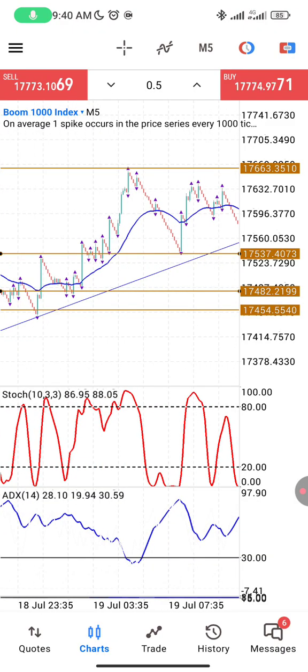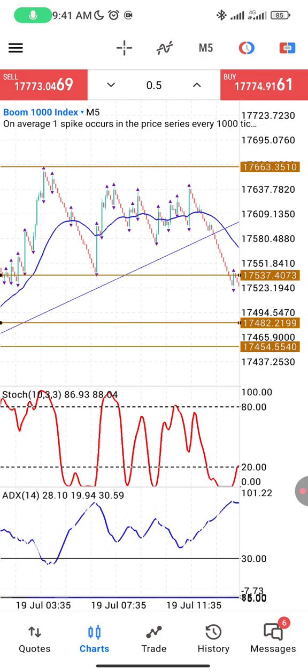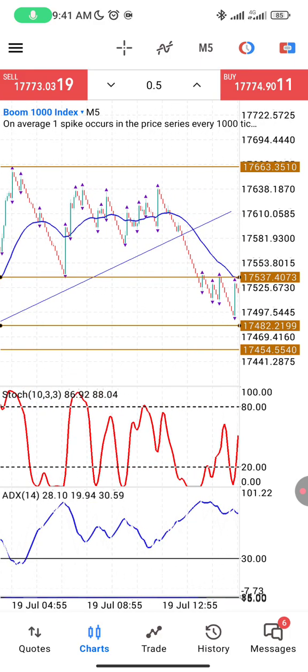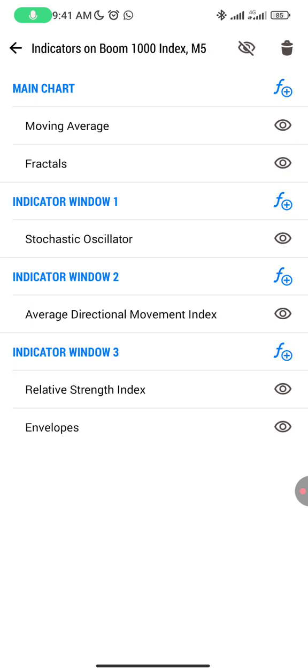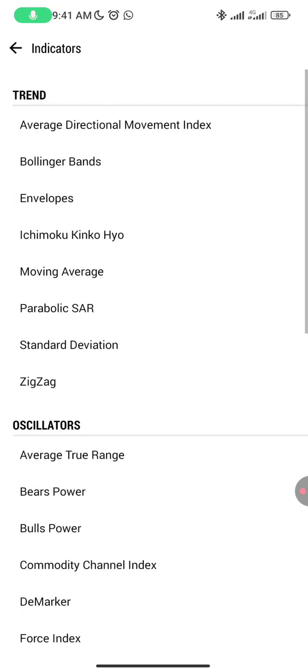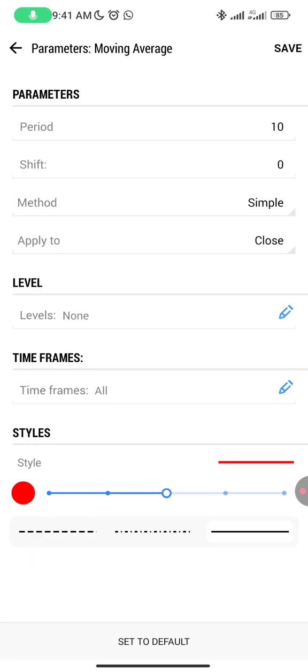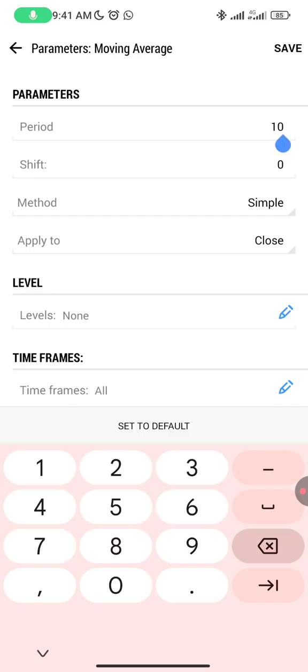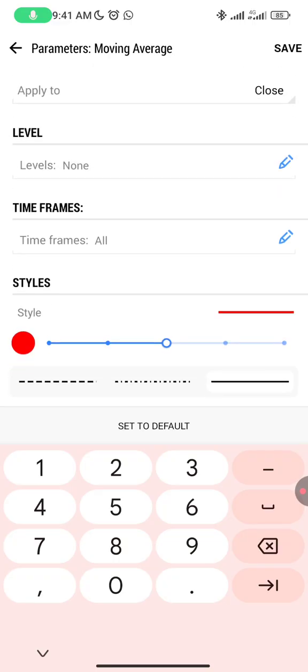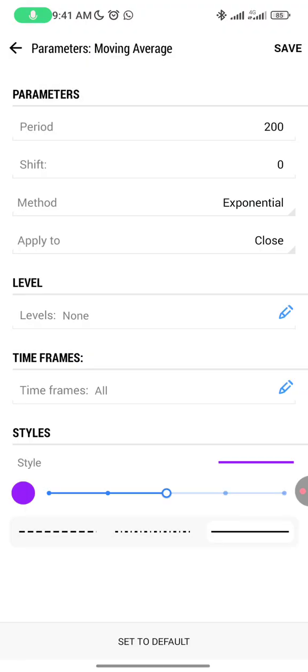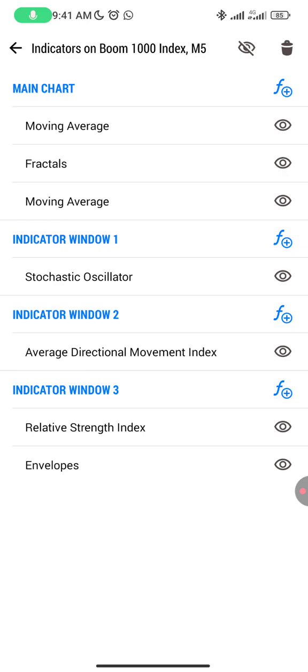So before we can make our trade very effective, we are going to add to the main chart a 200 exponential moving average. That will be our trend indicator. Let me choose this color.